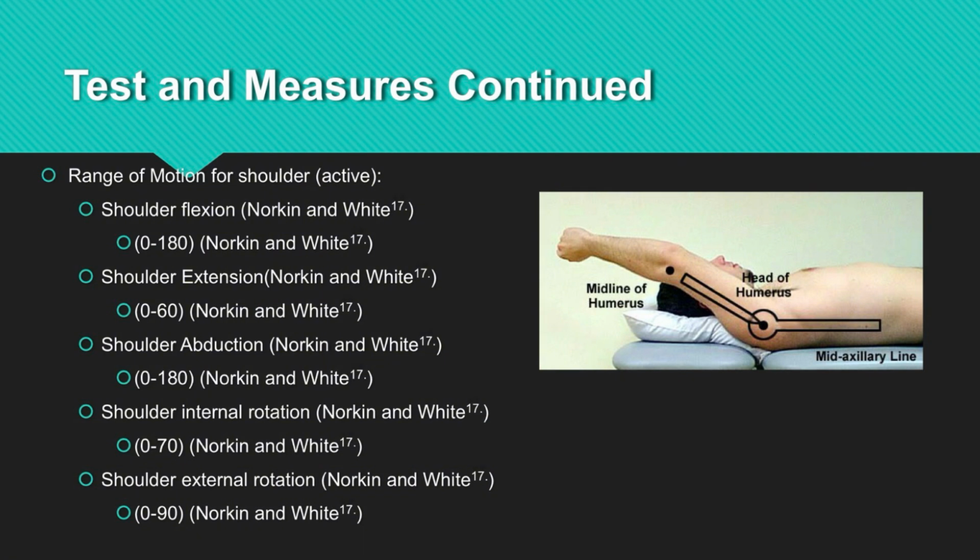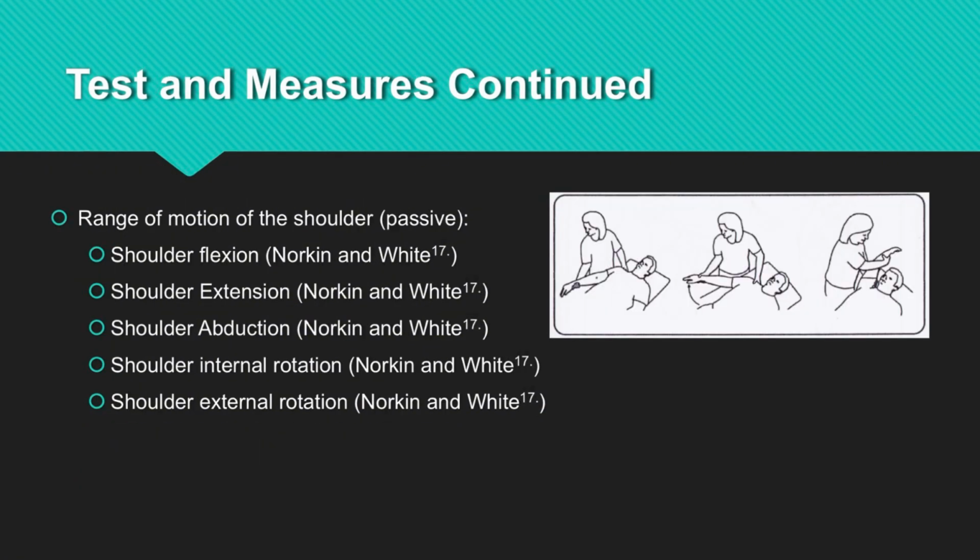And then of course the different ranges of motion, I went with shoulder flexion, shoulder extension, shoulder abduction, and shoulder internal and external rotation, and the normal ranges are listed here on the PowerPoint according to Morgan and White. Also listed the same areas for passive motion too that would be used to assess for a rotator cuff tear.